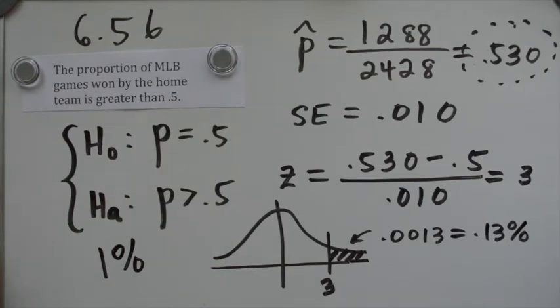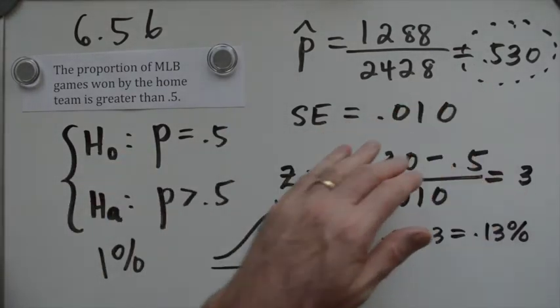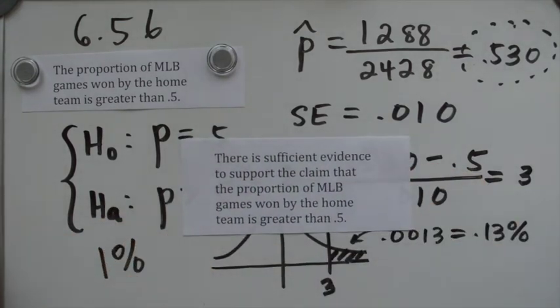Now, we're being asked to do this hypothesis test at the 1% significance level, and 0.13% is certainly less than 1%, and so we would reject the null hypothesis and we would accept the alternative hypothesis as a better explanation of this evidence. And we would certainly say that there is sufficient evidence to support the claim that the proportion of Major League Baseball games won by the home team is greater than 0.5. We found enough evidence in the sample to make that conclusion.